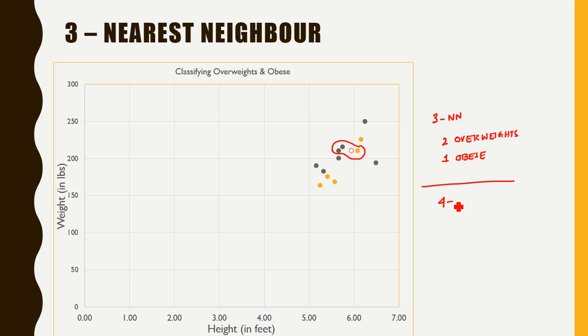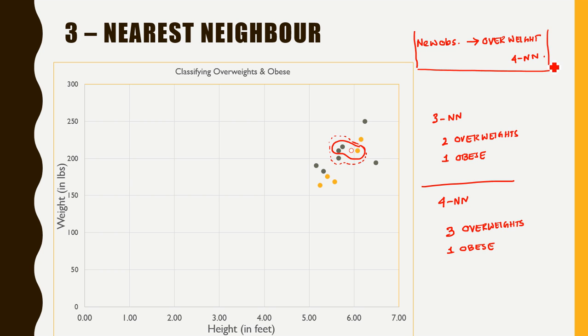And if I go one step forward to 4NN, I start looking at the four nearest neighbors, and I see that now it includes three overweights and one obese, and thus beating completely the probability of being obese. And so now I can classify this new observation as overweight based on its four nearest neighbors. So this is how it works.